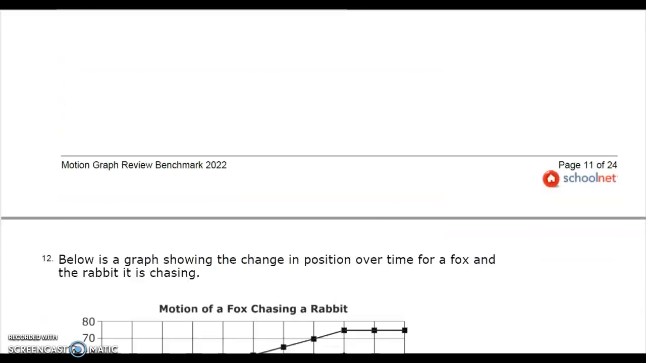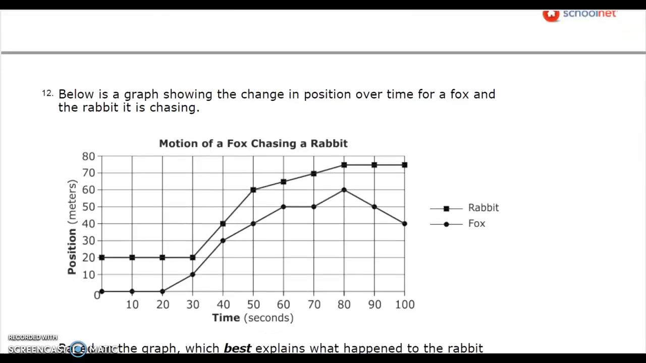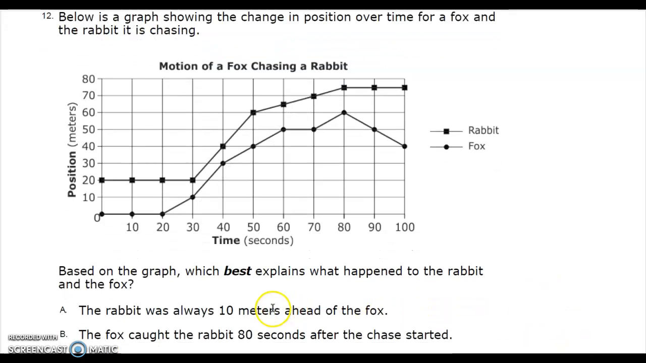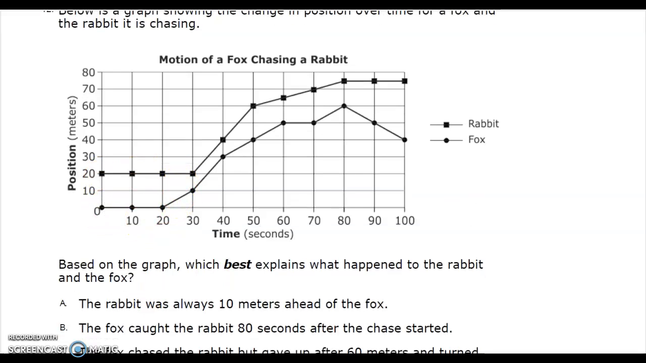Moving on. Below is a graph showing a change in position over time for a fox and a rabbit. You can see the fox is the dot, the rabbit is the square. Based on the graph, what explains what happened to the rabbit? The fox was always 10 meters ahead of the rabbit. So no, no, and no. So they can't be A. Apologize, I was looking at the wrong thing there.